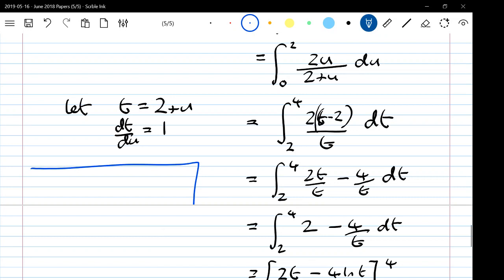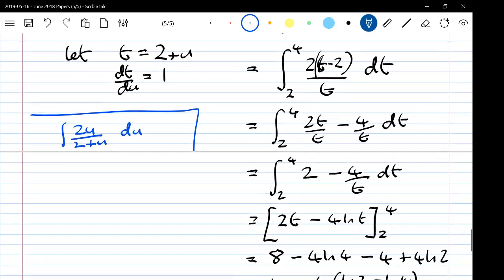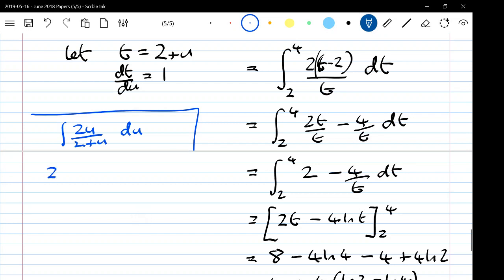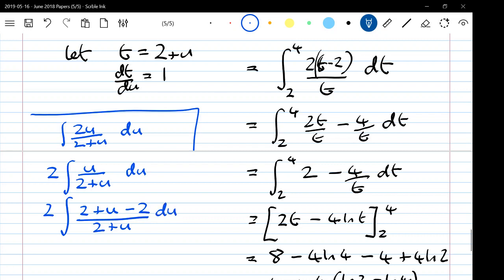The other way of doing that kind of integral is to say, if we've got the integral of 2u over 2 plus u, then what you could do is imagine the 2 being outside of it. And then think about writing that top line as being 2 plus u minus 2 over 2 plus u. Can you see what we've done with that? All I've done on the top line is I've added a 2 and taken it away, so I've not changed the top line, it's still the same thing.